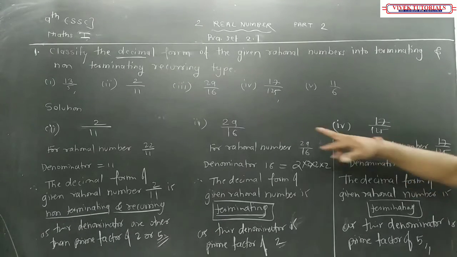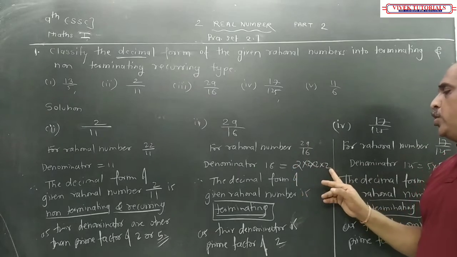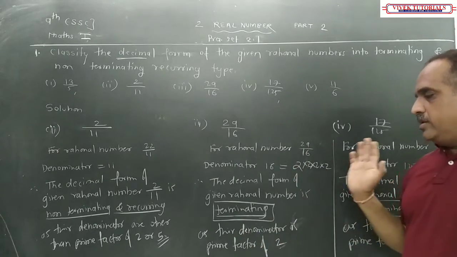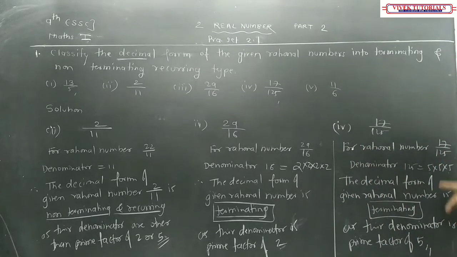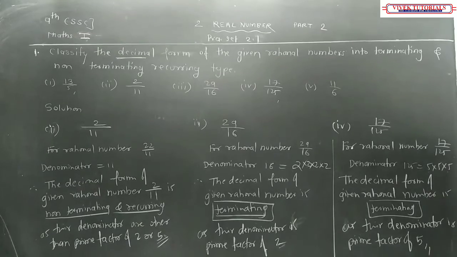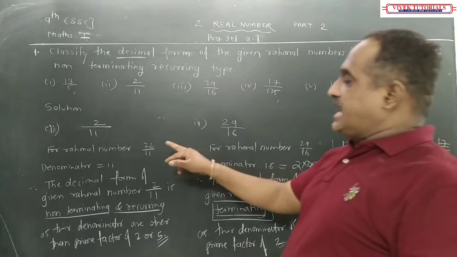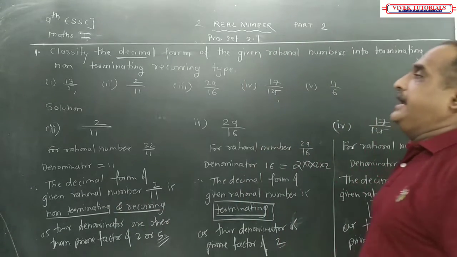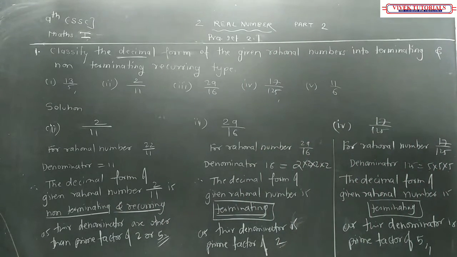So copy it down properly. 16 is a factor of 2 into 2 into 2 into 2, means it is a prime factor of 2, the decimal form is terminating. 125 is 5 into 5 into 5, it is terminating. 11 is other than 5, that's why it is non-terminating and recurring. I think you have understood it properly. Copy down, we'll do the last question after this.